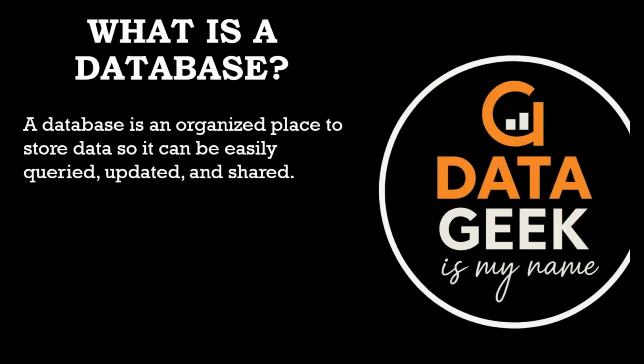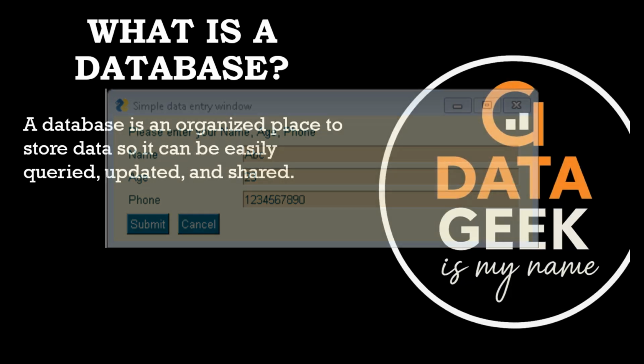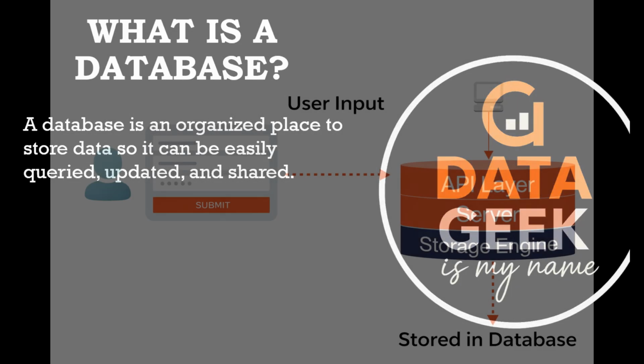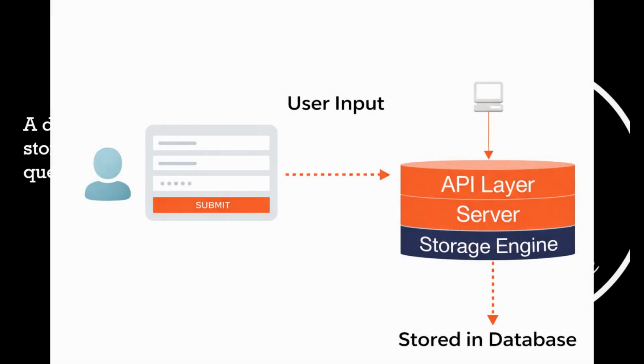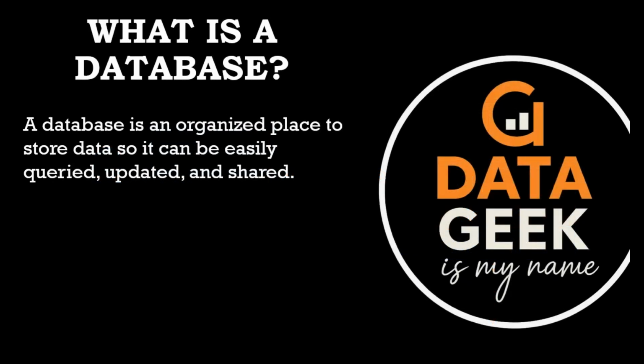And what is a database? So basically, whenever you input data, like say you're on a website and it asks you for your name, you enter your name, it asks you for date of birth, you enter your date of birth. Well, all that data has to go somewhere. So it gets stored inside a database. And a database is an organized place to store data so it can easily be queried, updated, and shared.